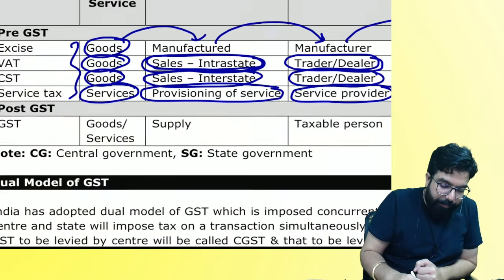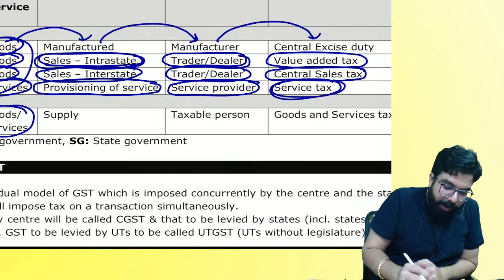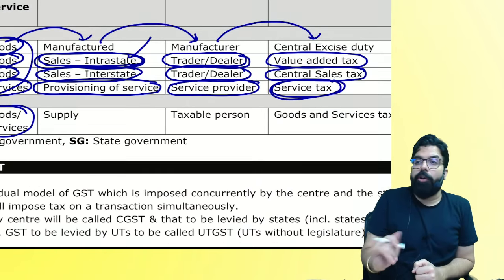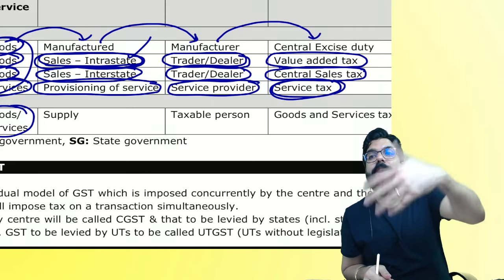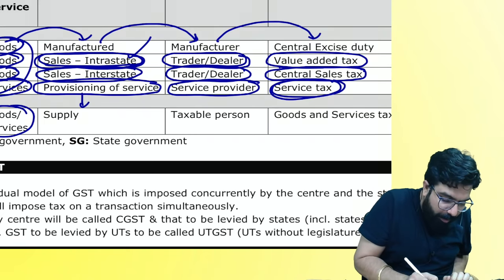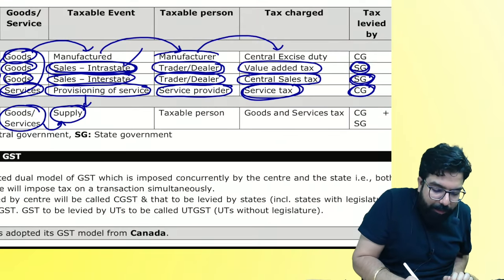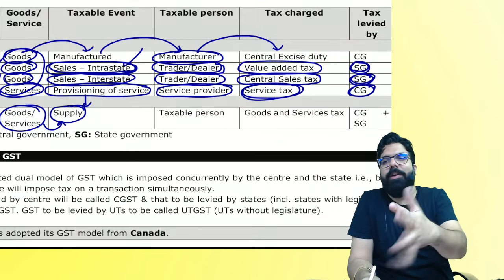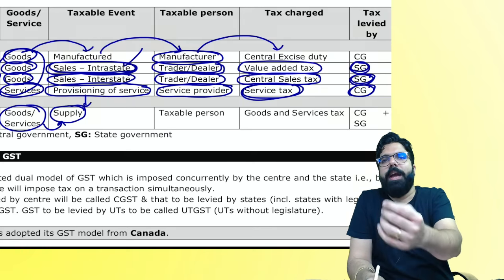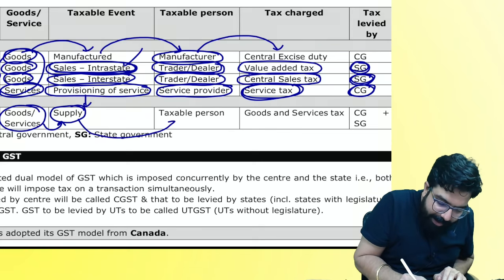Now what is happening? All these goods and services, sales, intrastate, provisioning of service, they don't call all this now. They call only one word. What is the word, everyone? Supply. So whenever goods or services are supplied, all these names, manufacturer, trader, dealer, are gone now. Everyone is called one person. What is the name? Supplied by a taxable person.